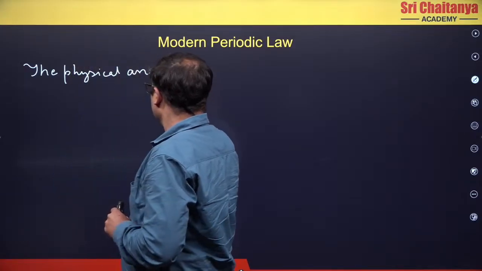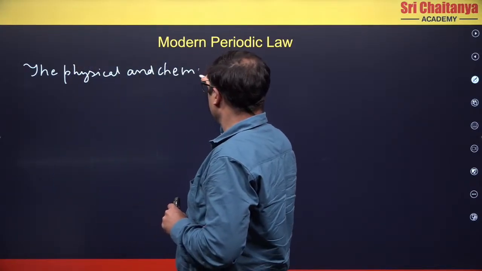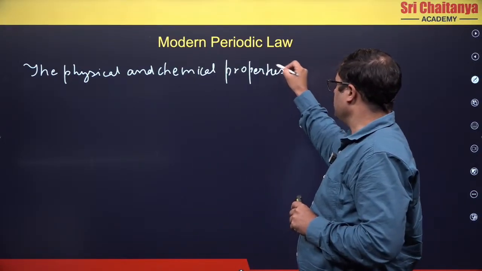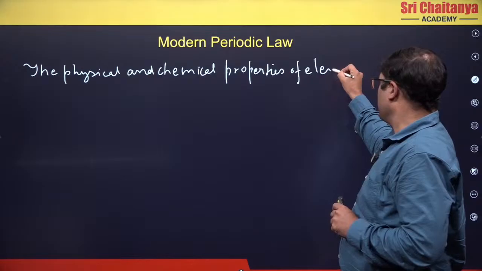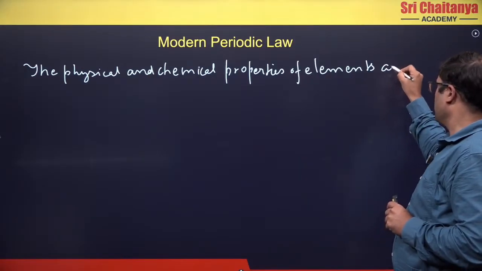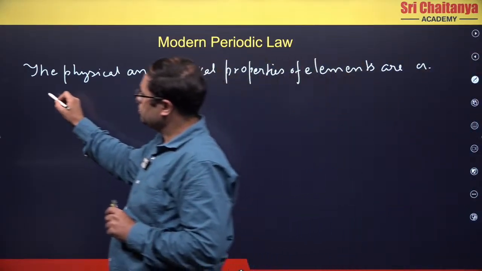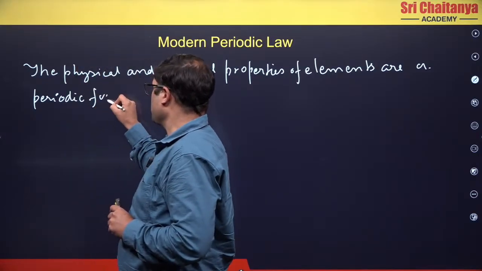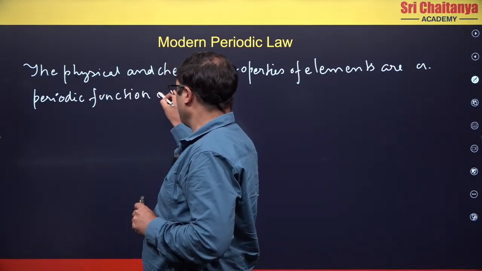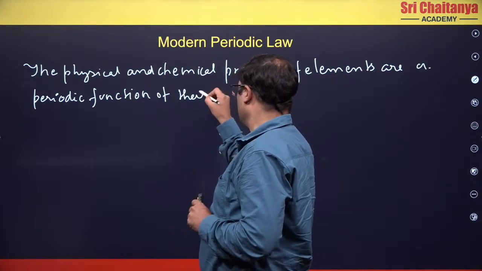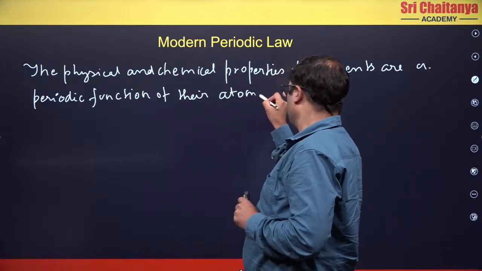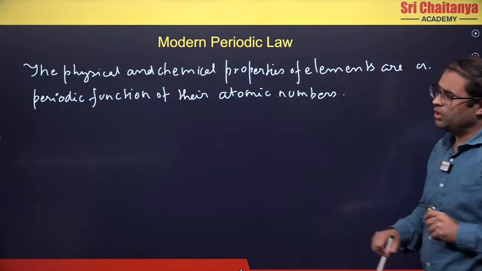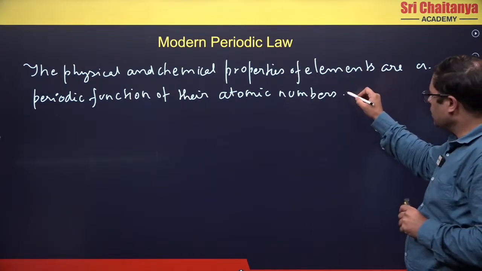physical and chemical properties of elements are a periodic function of their atomic numbers, right?